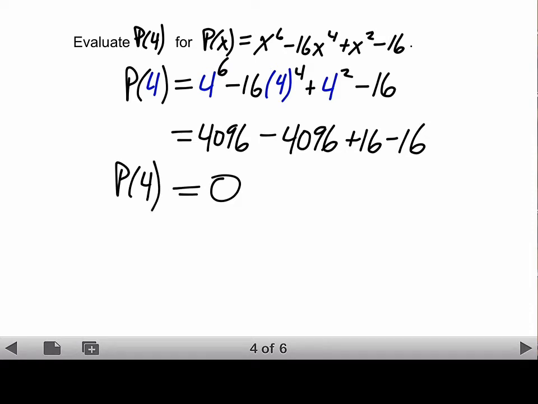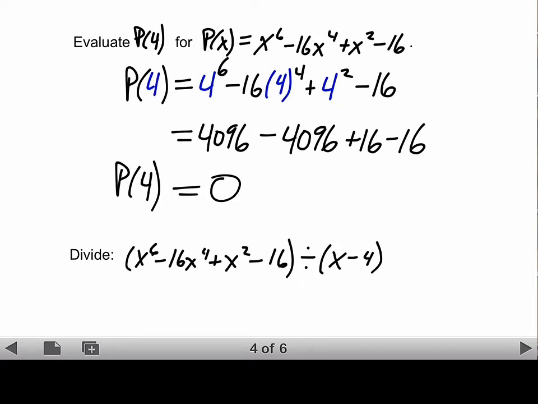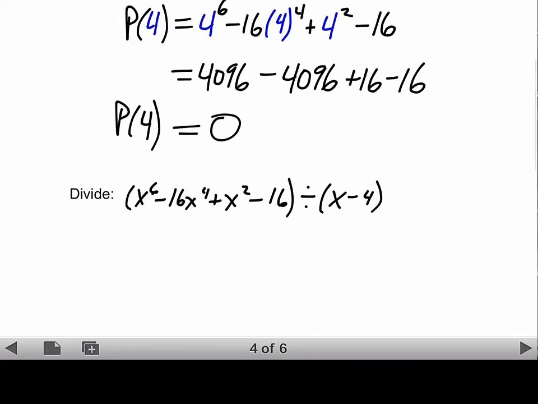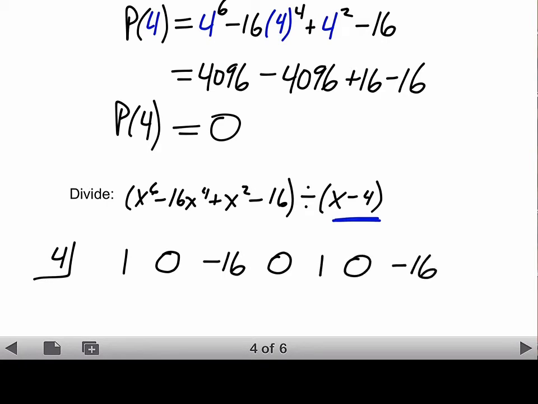Put that on a shelf for a minute, and now let's divide that polynomial, x to the 6th minus 16x to the 4th plus x squared minus 16, by x minus 4. Since the divisor is of the form x minus c, I'm going to use synthetic division. So I'm going to put 4 in the penalty box, and then the coefficients. Our polynomial is in descending order, but we're missing some exponents. So 1 for x to the 6th, 0 for x to the 5th, negative 16 for x to the 4th, 0 for x cubed, 1 for x squared, 0 for x, and then negative 16 is the constant.